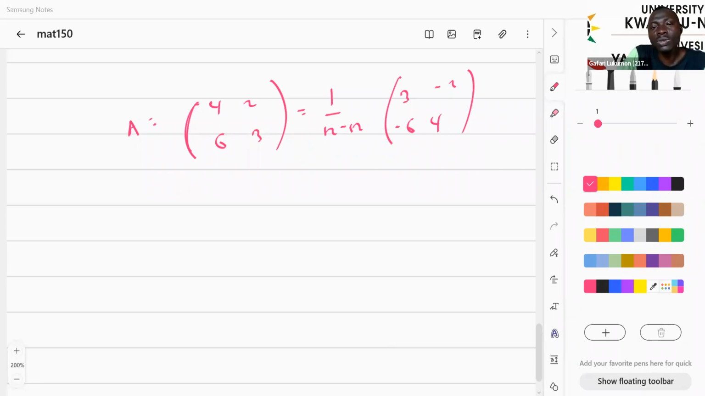Okay, what about this? What if you have 4, 2, 3, 5? Anybody? I want you to quickly check that. 4, 2, 3, 5. Who can quickly tell me? Guys, anybody? How do you do that?